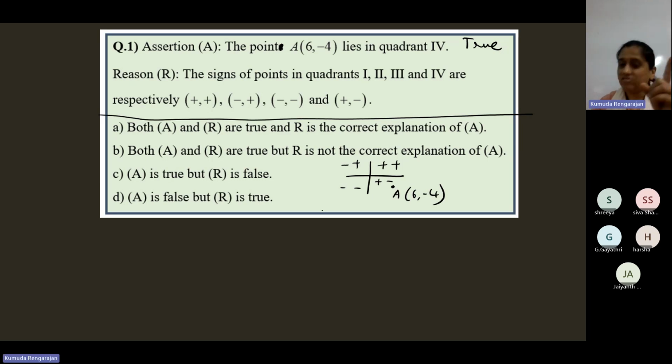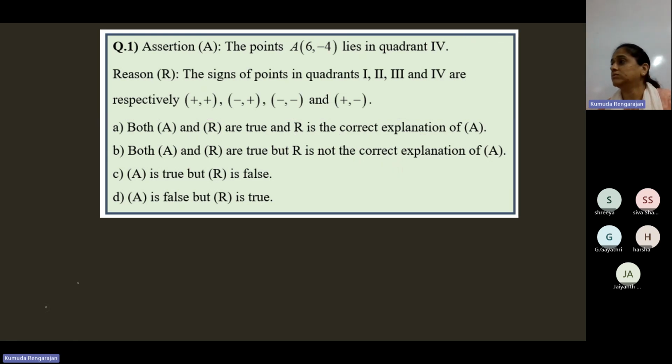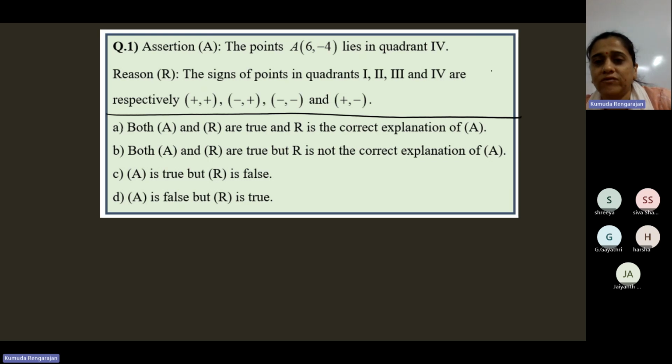But here, assertion is true, reason is also true, and the reason is closely linked with the assertion statement. So the correct option is: both A and R are true, and R is the correct explanation of A. Do we understand that? If you have a difference in opinion, please ask me now. Don't carry it forward. Ask me now. All of you understand.